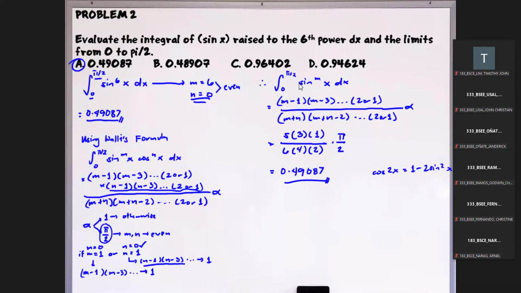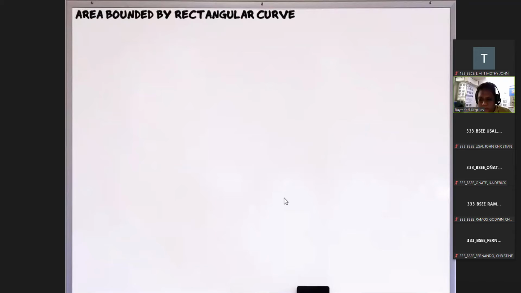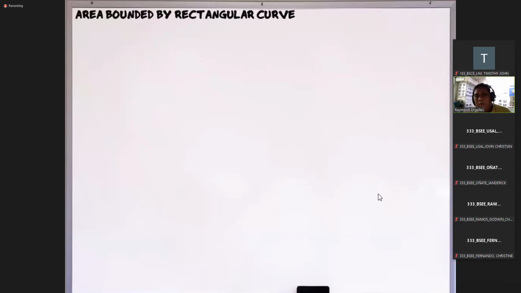Okay? So let's continue, di ba? So yung discussion natin. Okay? So this time, let's discuss area bounded by a rectangular curve. Okay? So yan naman yung i-discuss natin.